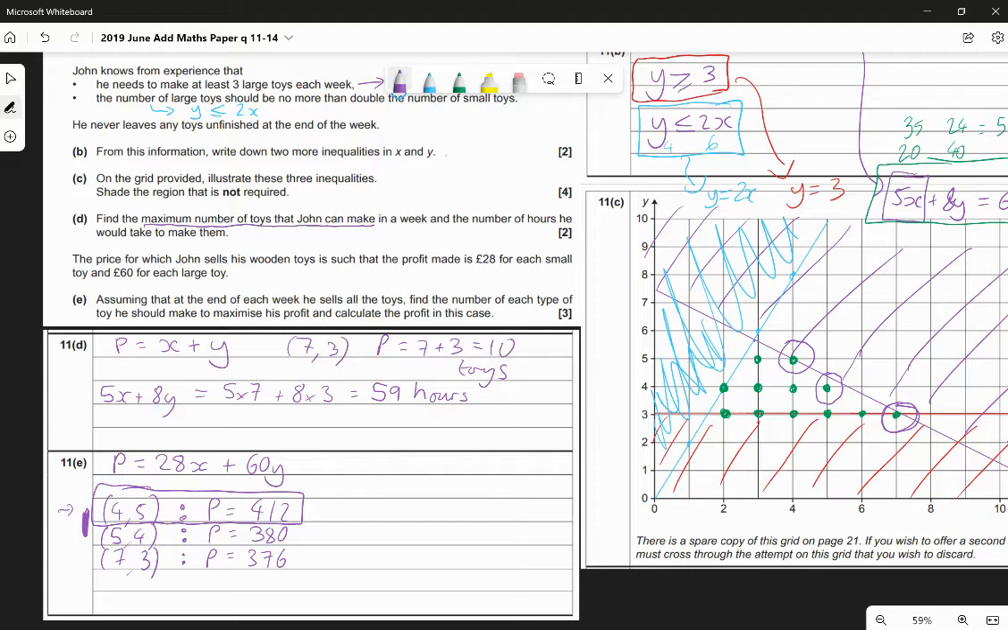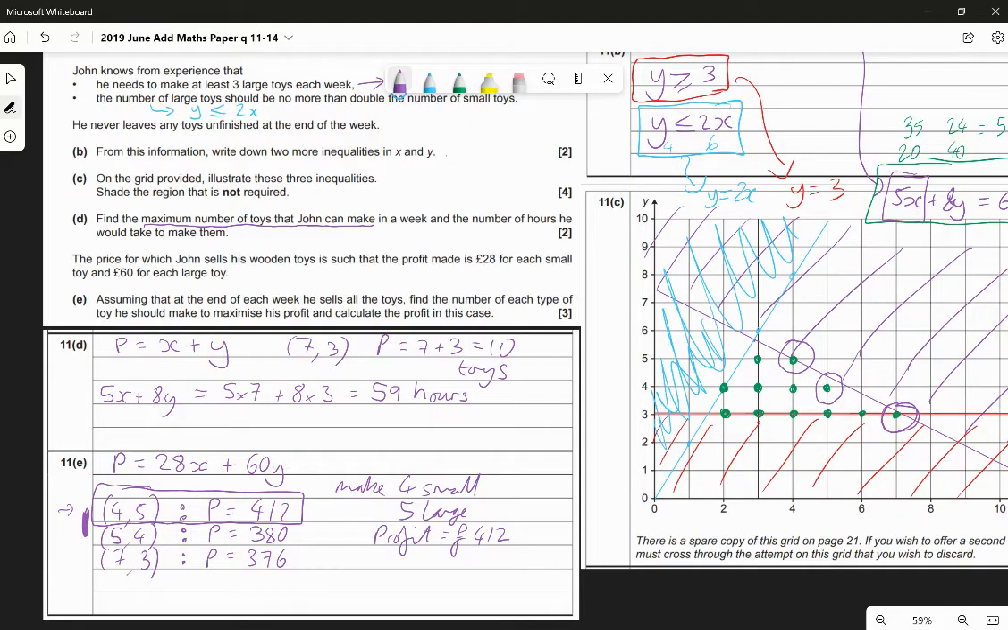So it says there, assuming at the end of each week he sells all the toys, find the number of each type of toy he should make to maximize his profit and calculate the profit in this case. So make 4 small and 5 large, and then profit would equal £412. Okay, and that's that question.